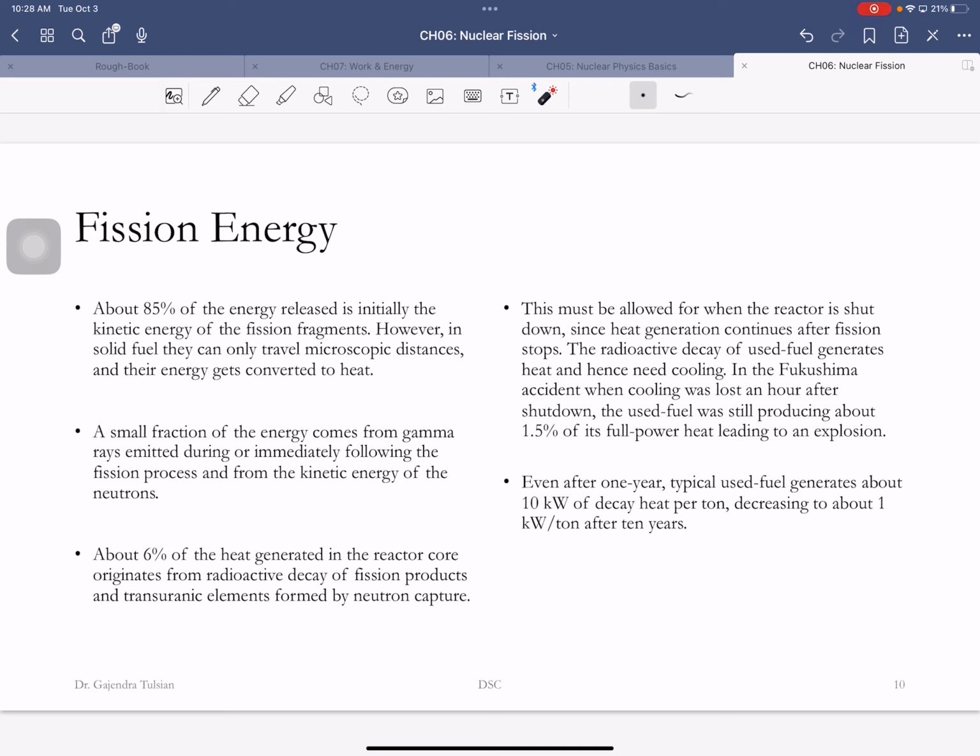So about 6%. This must be allowed for when the reactor is shut down since heat generation continues after fission stops. The radioactive decay of used fuel generates heat and hence needs cooling. In the Fukushima accident, when cooling was lost an hour after shutdown, the used fuel was still producing about 1.5% of the full power heat, leading to an explosion. So that's the problem. Even after 1 year, a typical used fuel generates about 10 kilowatts of decay heat per ton, decreasing to about 1 kilowatt per ton after 10 years.